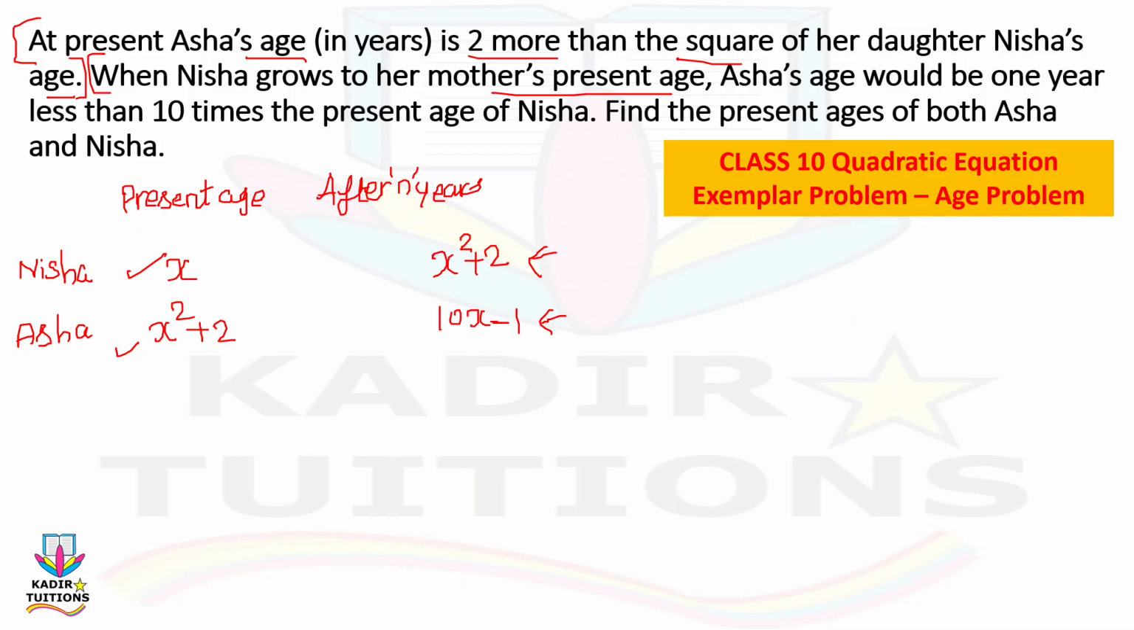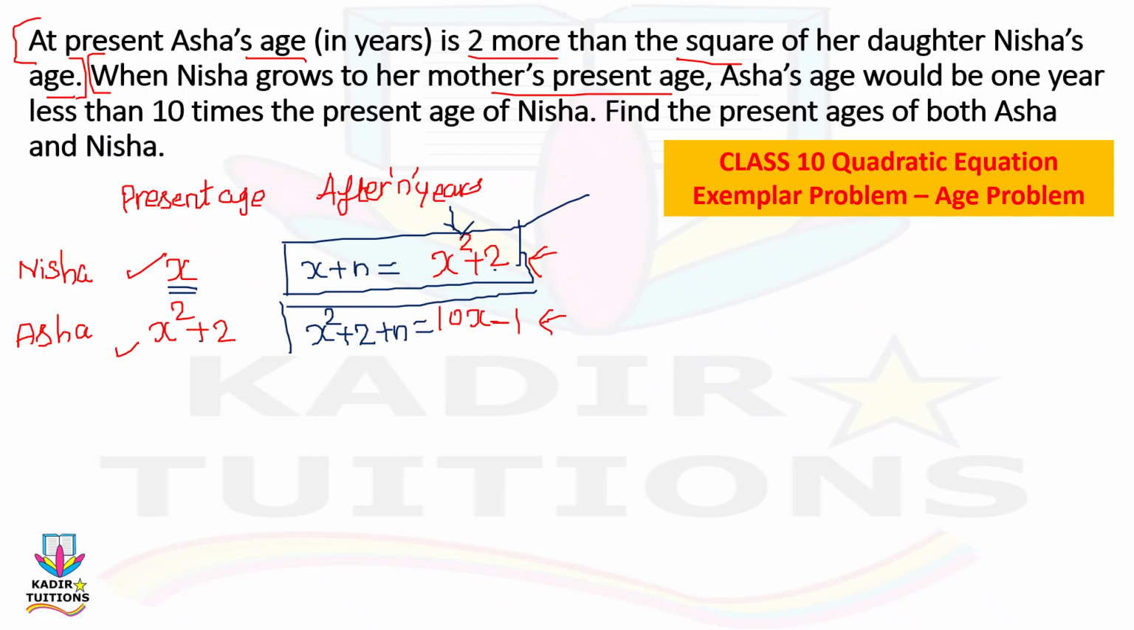After n years means, if the present age is x, then after n years it is x plus n. After n years, Nisha's age is going to be the present age of Asha. So I can make an equation like this: x plus n equal to x square plus 2. This is for Nisha. Same I can do for Asha also. After n years means present x square plus 2, plus n, which is equivalent to 10 times Nisha's age minus 1, because it is 1 year less than 10 times the present age of Nisha. So these are the two equations we got.